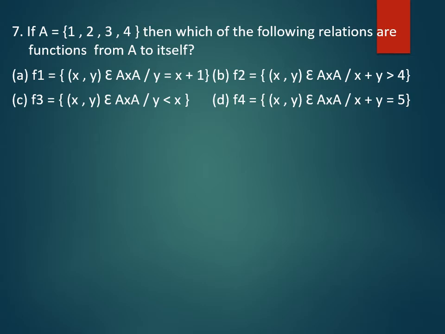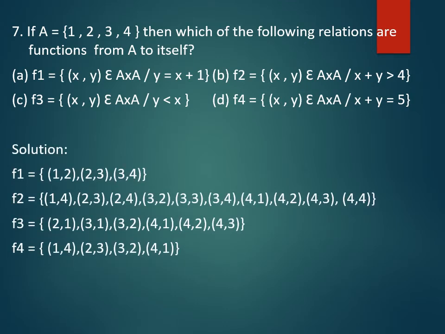F2 is a relation, the set of all ordered pairs x comma y, such that x plus y should be greater than 4. Third one, F3 is the set of all ordered pairs x comma y belonging to this Cartesian product A cross A such that y is less than x. And the fourth one will be ordered pairs x comma y such that x plus y is equal to 5 here.